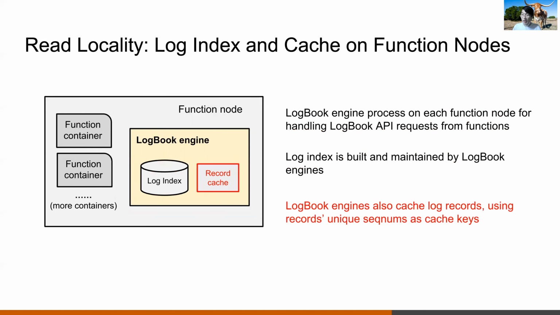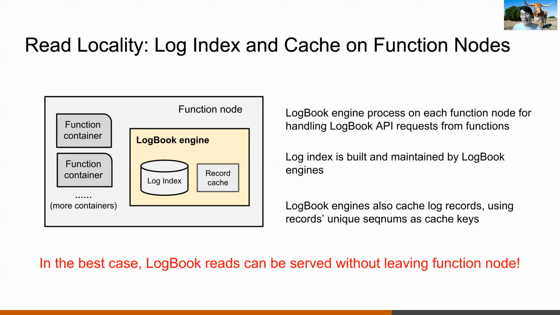Also, the logbook engine caches log records by their unique sequence numbers, so that for logbook reads, when we know the sequence number of the result record from the index, the local cache will be checked first. If the record is not cached, then it will read the data from storage nodes. So with this kind of design, it means that in the best case, logbook reads can be served without leaving the function nodes at all.